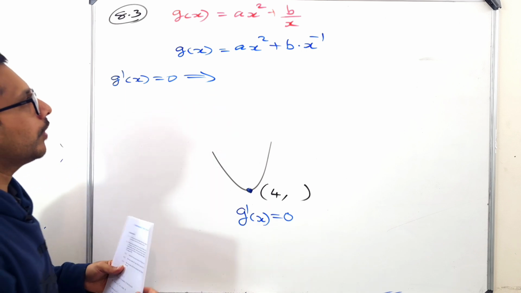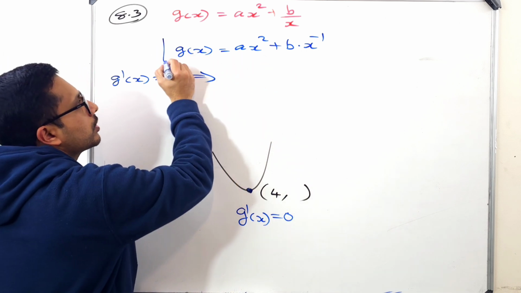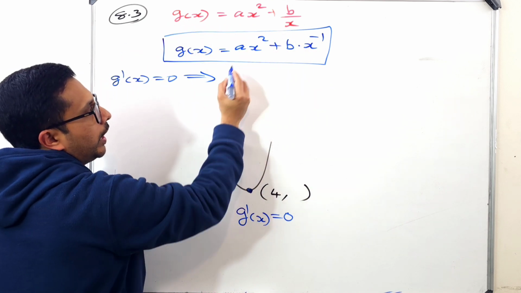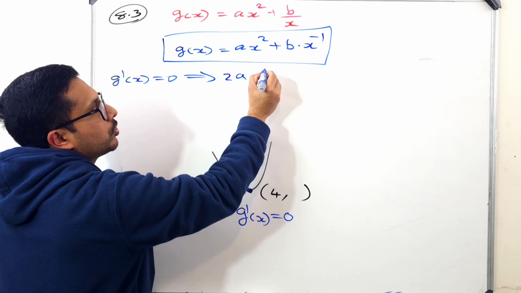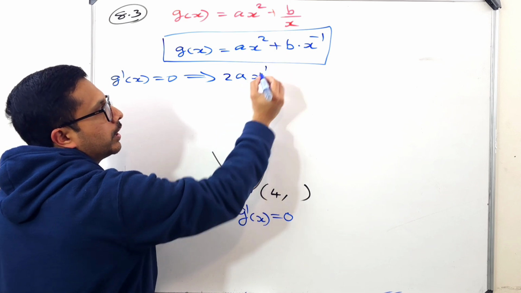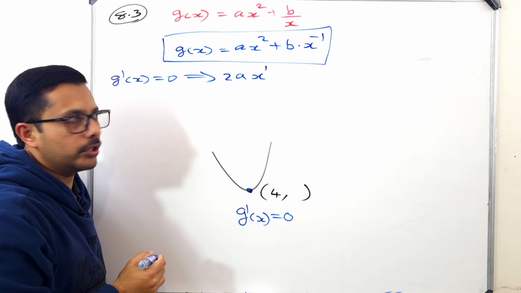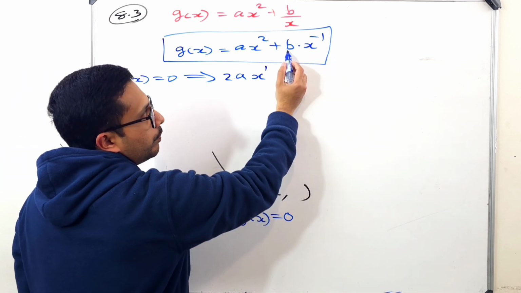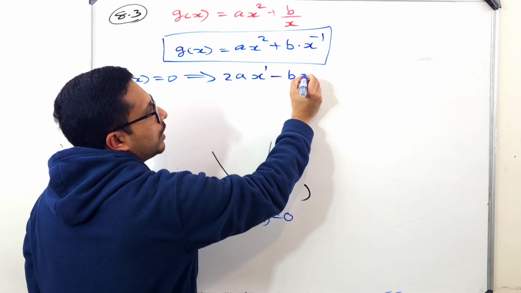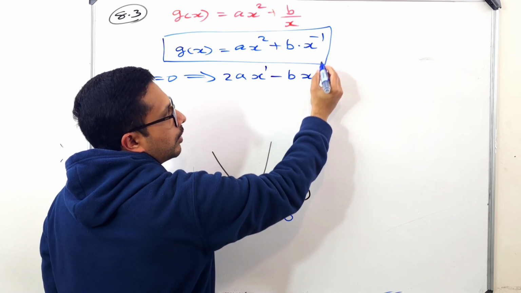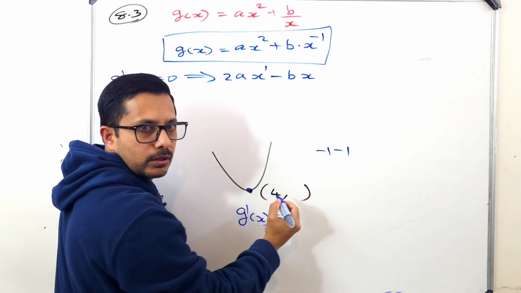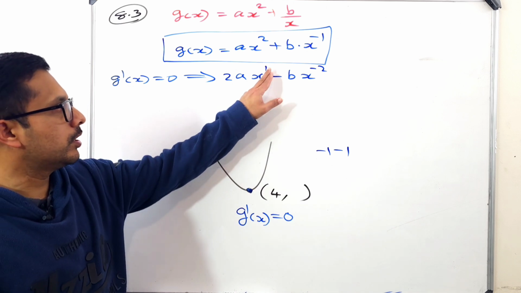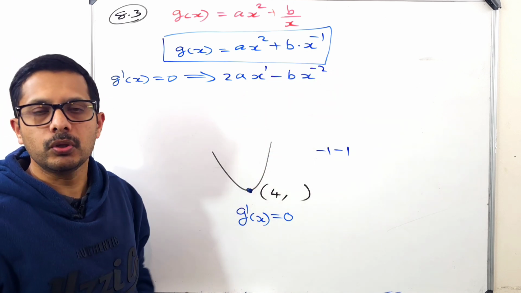It implies that we have to find the derivative of this equation. What is that? 2 into a, that is 2a x raised to 1 less than 2, that is 1. I hope you already studied the derivative. Then this minus 1 you have to multiply here: minus 1 into b, that is minus b x raised to 1 less than minus 1, that is minus 2. So 2a into x raised to 1 minus b into x raised to minus 2.